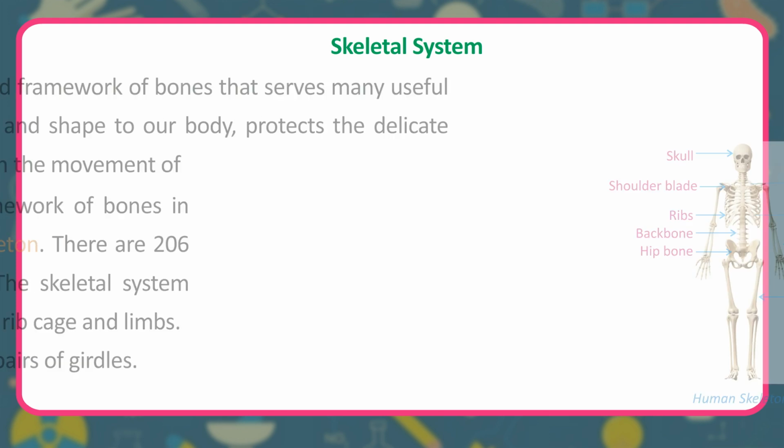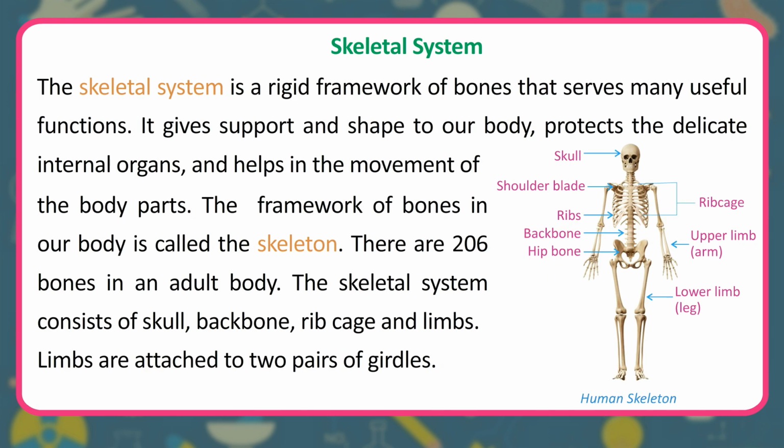Skeletal system. The skeletal system is a rigid framework of bones that serves many useful functions. It gives support and shape to our body, protects the delicate internal organs, and helps in the movement of the body parts. The framework of bones in our body is called the skeleton. There are 206 bones in an adult body. The skeletal system consists of skull, backbone, rib cage and limbs. Limbs are attached to two pairs of girdles.